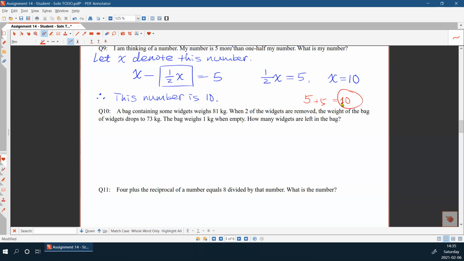Which is exactly your number, right? So we have verified this result. This is a true result. Okay? Any questions? No? All right. Let's see the next one.